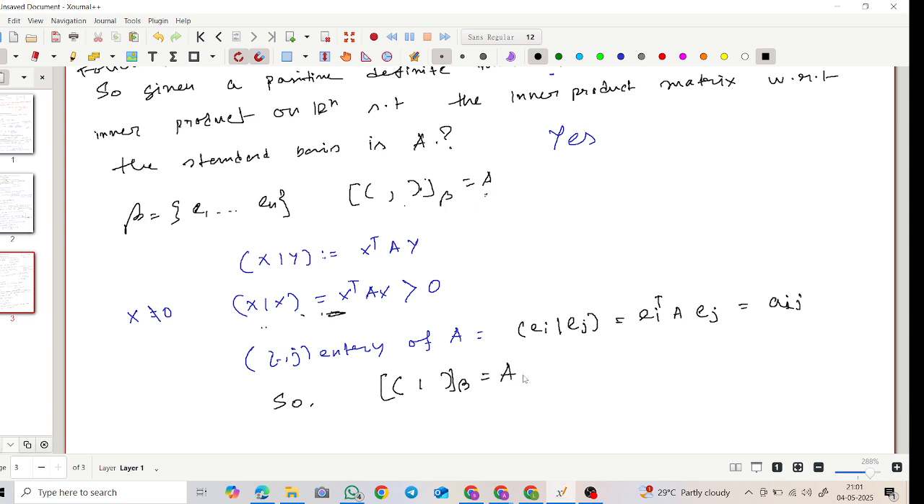Because how was the inner product matrix defined? We took a basis, we took the inner product with the ith vector, the jth vector, and we put it in the ijth position of A. You see? So it is matching there that with respect to this basis, this inner product will yield this, right? So is that clear now? That is why A is the inner product matrix with respect to beta for this particular inner product. Is that clear now?